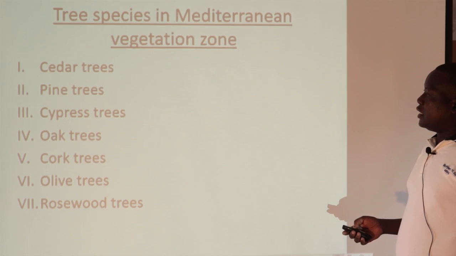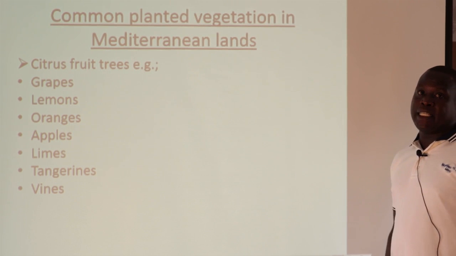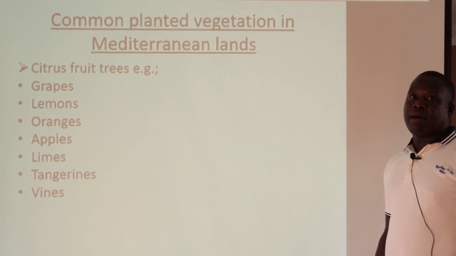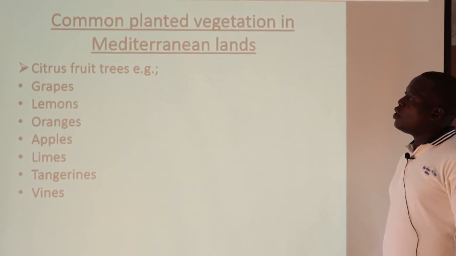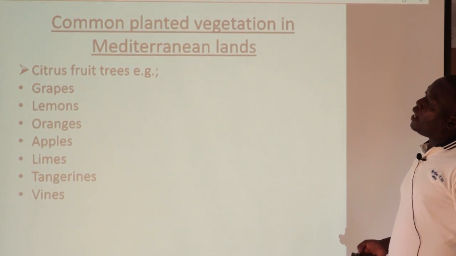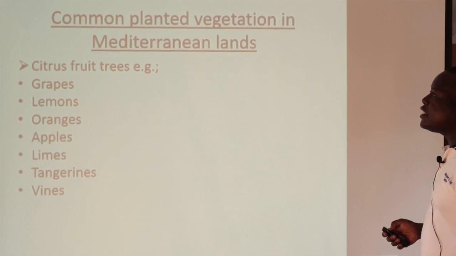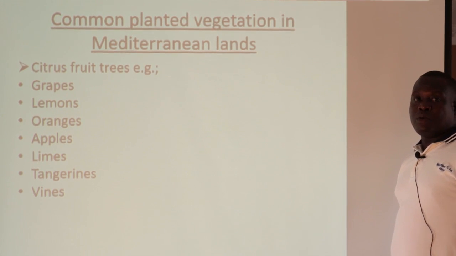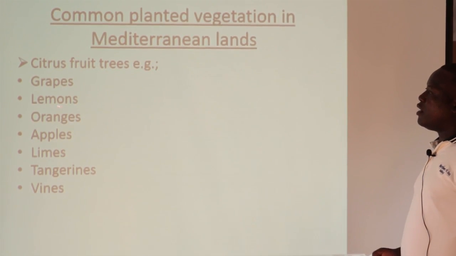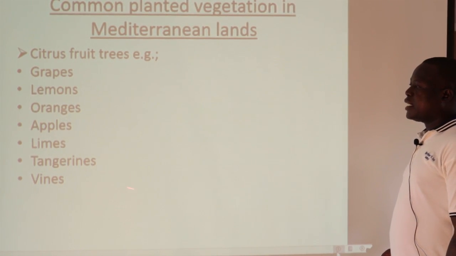We move to the next thing. Here we have the common planted vegetation in the Mediterranean land. So for people who live in such areas, the climatic conditions also give them ample conditions to plant the following. We have there on the board citrus fruit trees, and that one is a common word which is joining very many trees. We have grapes, we also have lemons, oranges, apples, lime, tangerine, and vines.